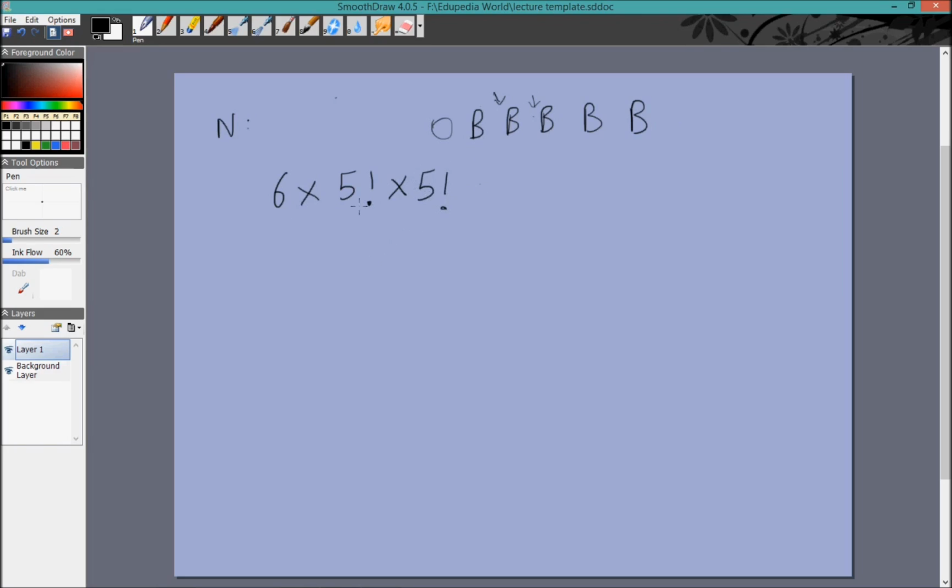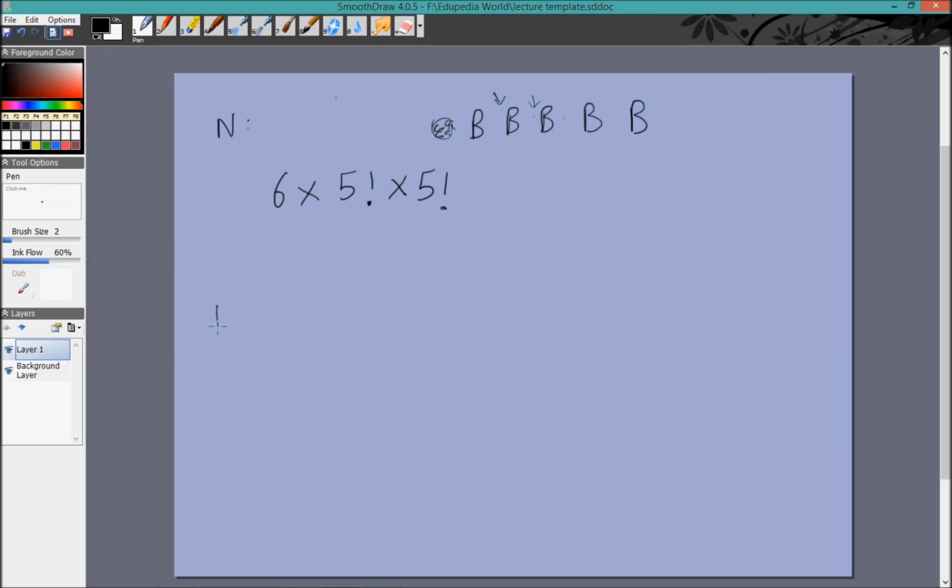I'll repeat it again. The circle stands for a group of 5 girls. So that group could be immediately in the beginning, it could be at the end, it could be at this point, each one of them is a different situation. So 6 choices. After we've decided that, all the girls within that disk can be arranged in 5 factorial number of ways, and all the boys can be arranged in 5 factorial number of ways.